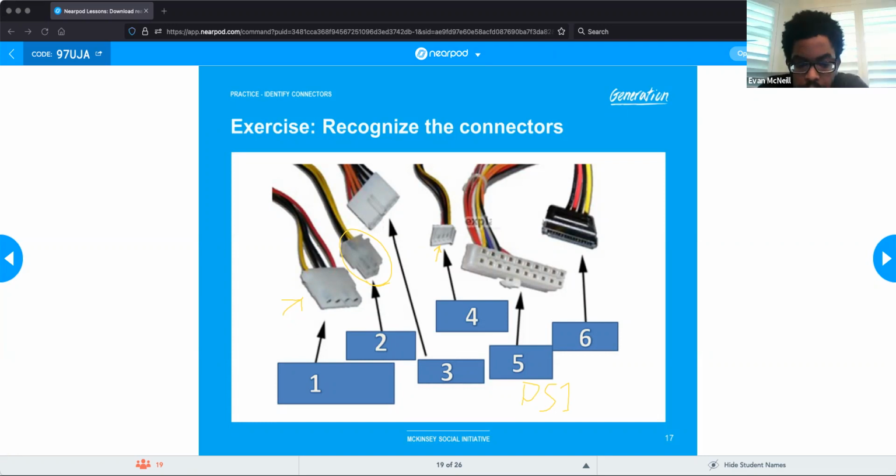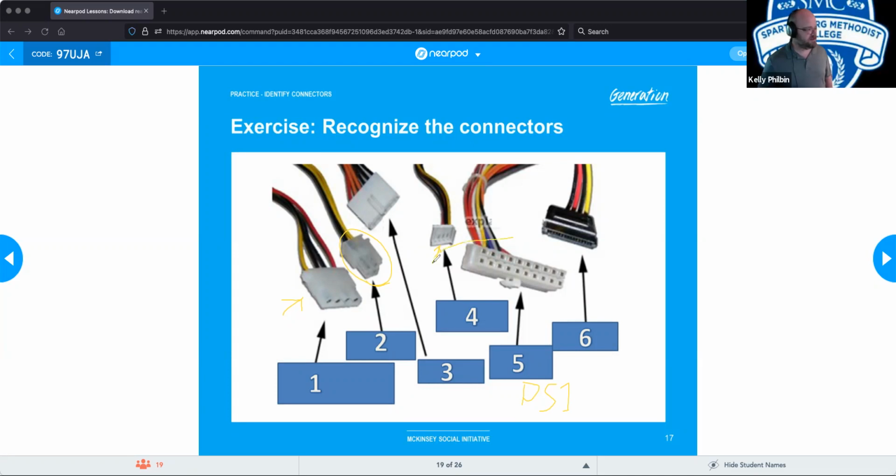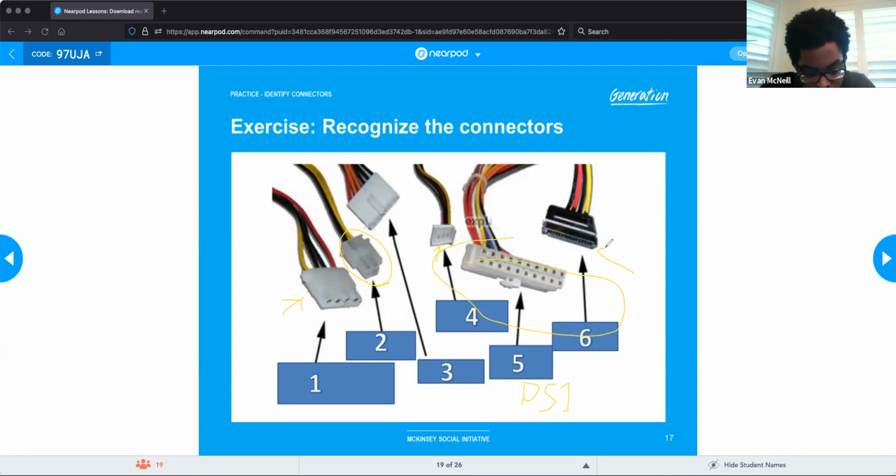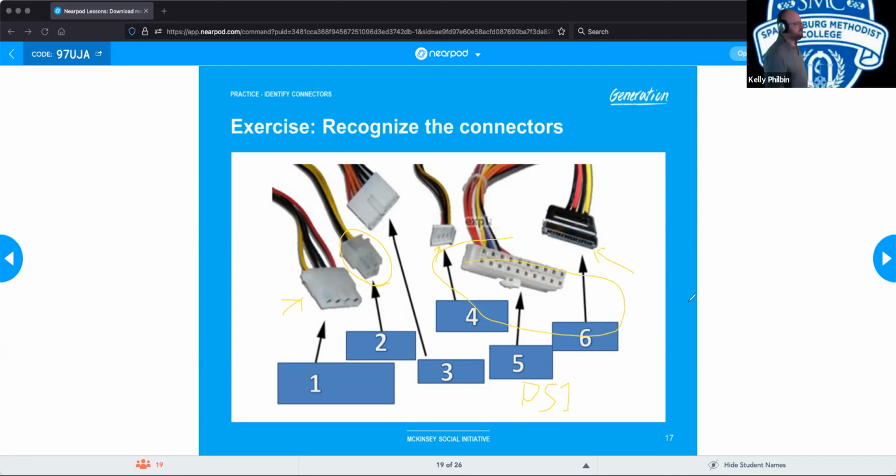Number 6. Would that be the power to the motherboard? Well, that'd probably be this one, number 5 right here. That's the power to the motherboard. That's your PS4. Oh, okay. So yeah, what's number 6 right here? It's got a slight L shape to it. Hard to see in this particular connection. It's a black connector.